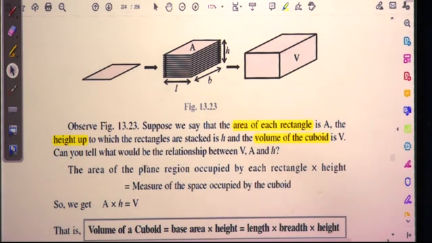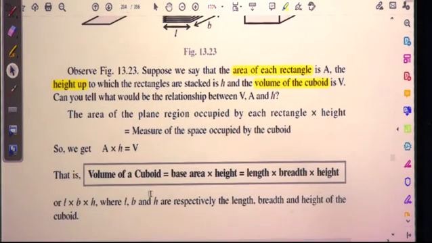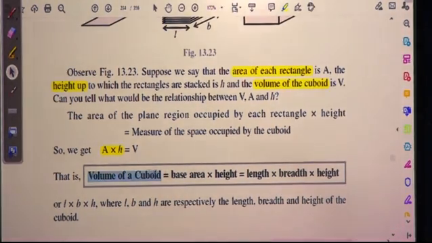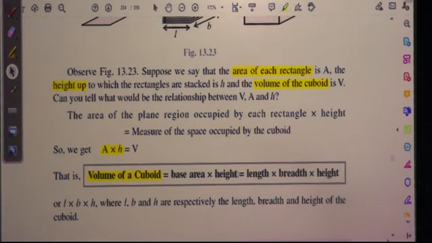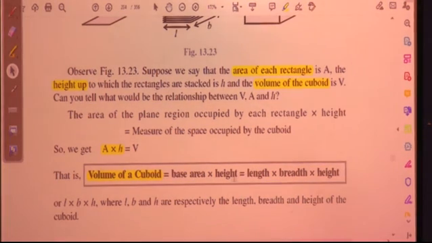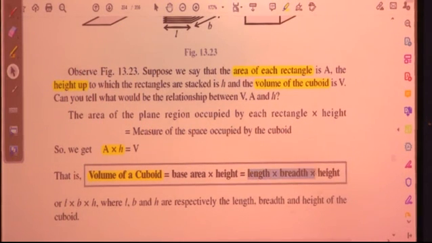The area of the plane region occupied by each rectangle into height is equal to the measure of the space occupied by the cuboid. So, we get A into H is equal to V. Area into height is equal to volume. That is, the volume of a cuboid is equal to base area into height, which is equal to length into breadth into height.